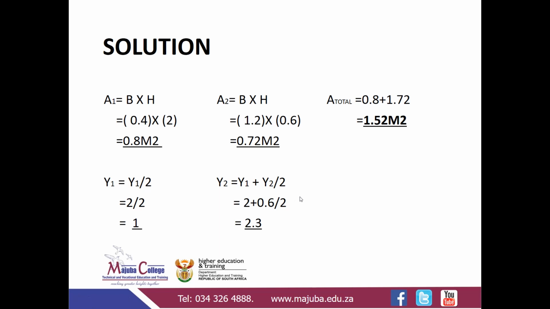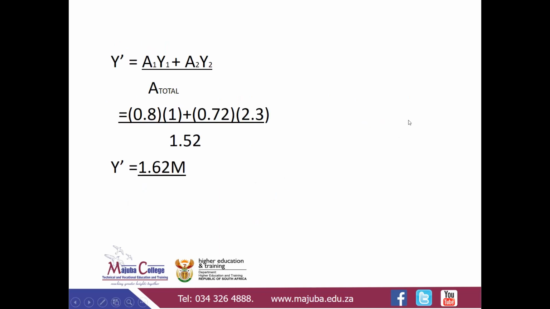Now, we're done with area 1. We're done with area 2. We're done with Y1. We're done with Y2 as well. So let's go to Y bar. This Y bar, or the centroid, is a sign to say we are now calculating the final answer, which is the centroid. It will be area 1 times Y1 plus area 2 times Y2 divided by the total area.